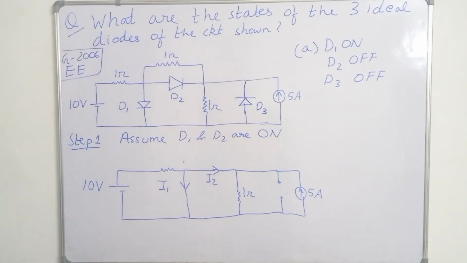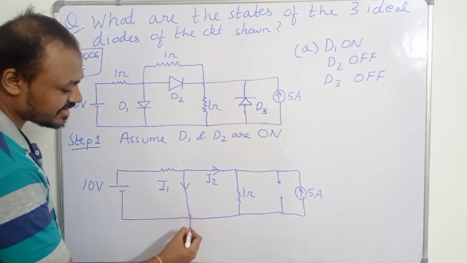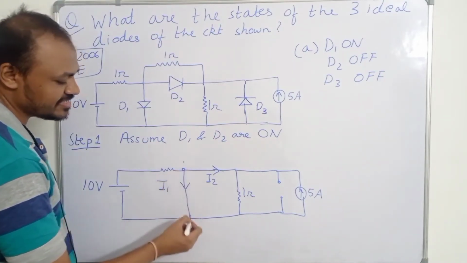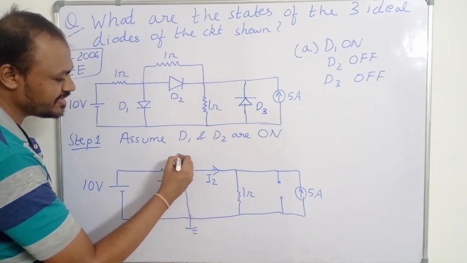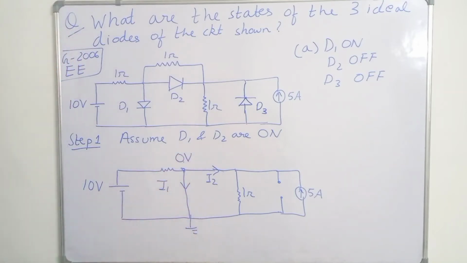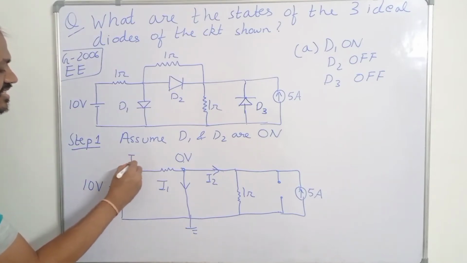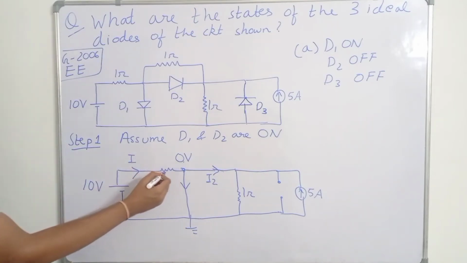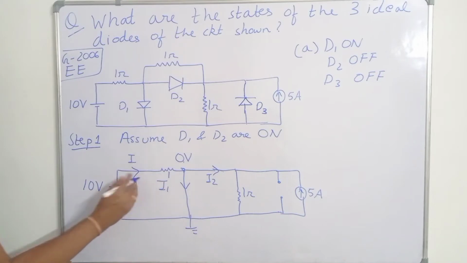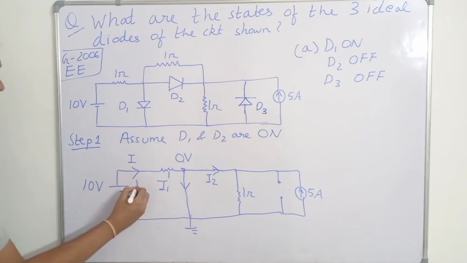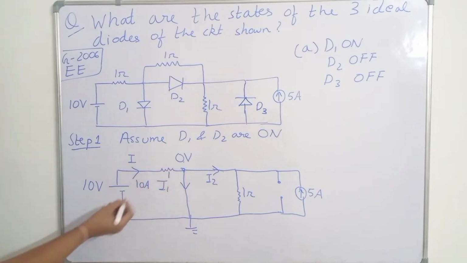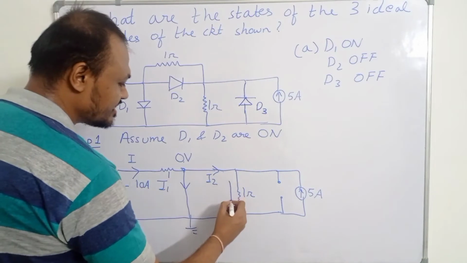Okay, so let's first find out this voltage. This is ground. This is a short circuit, so this voltage will obviously be 0 volt. So this current I will be equal to 10 minus 0 divided by 1 ohm, so I will be equal to 10 ampere. Let's say this is I4.